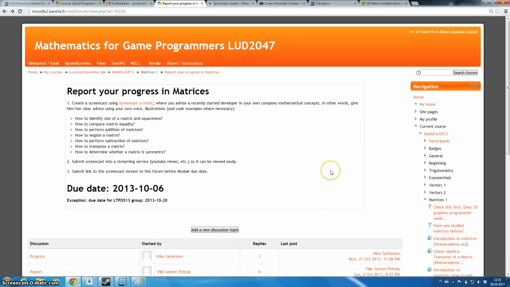Okay, so we are talking now about matrices, and the basic is the matrix. First, I show you how to identify the size of the matrix and the squareness.